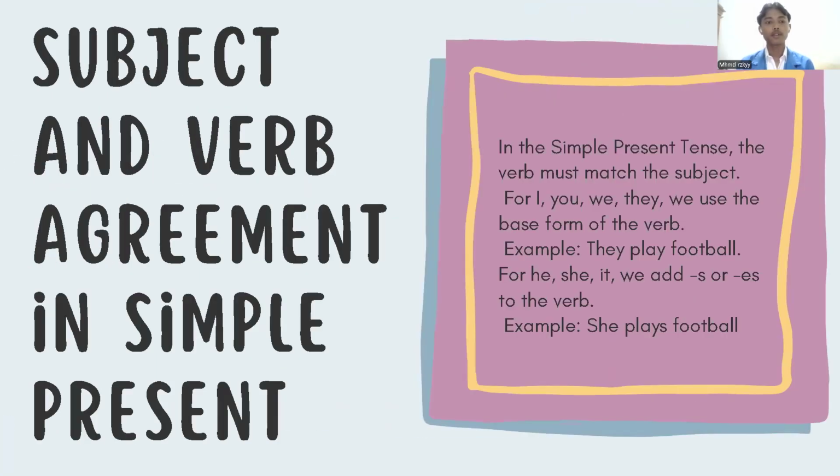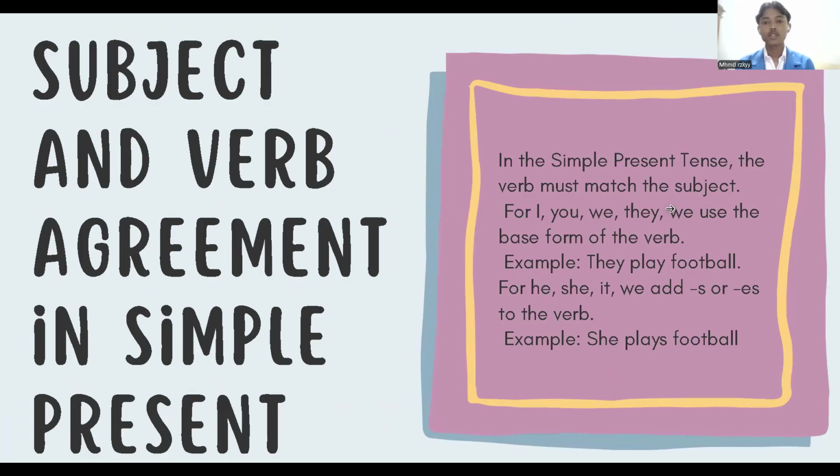Subject and verb agreement in simple present tense. In the simple present tense, the verb must match the subject. For I, you, we, they, we use the base form of the verb. Example, they play football. For he, she, it, we add s or es to the verb. Example, she plays football.